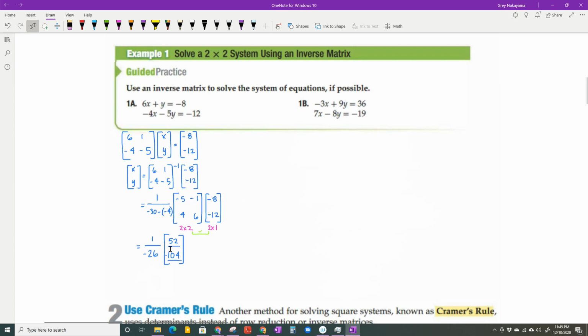Okay, and you did that. You know how to do those things. So then you distribute your determinant value out front. So you're going to end up with negative 2 and positive 4. And your answer is written as an ordered pair. It should be in Delta Math. I'm not sure. You've got to pay attention to the directions.